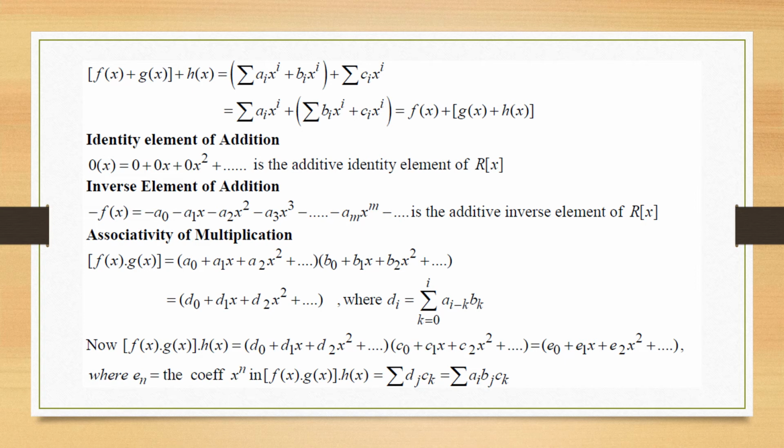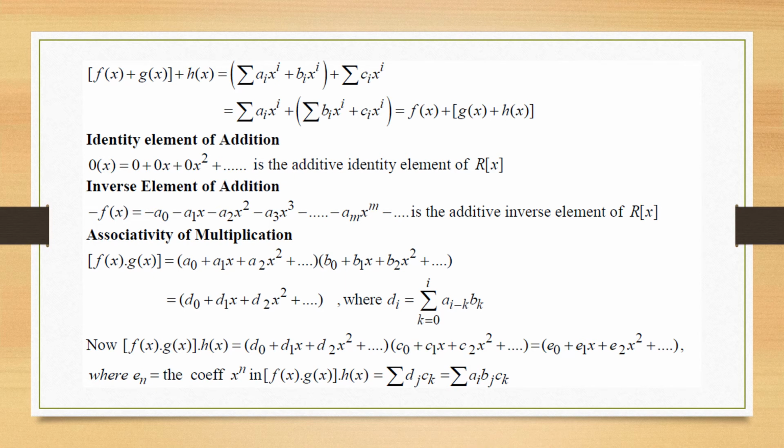The inverse element of addition. So how will I write inverse elements for addition? It's going to be the negative of that number, right? So minus f of x is going to be minus a0 minus a1x minus a2x square minus a3x cube and so on. Why am I writing minus? Because only then, if I add this inverse element to that particular polynomial f of x, I will end up with the identity element. That is the criterion for the inverse element, the additive inverse in R of x.